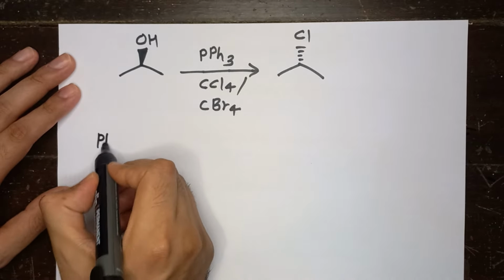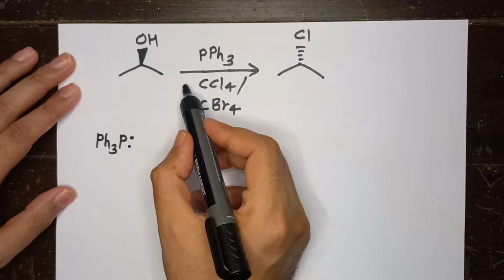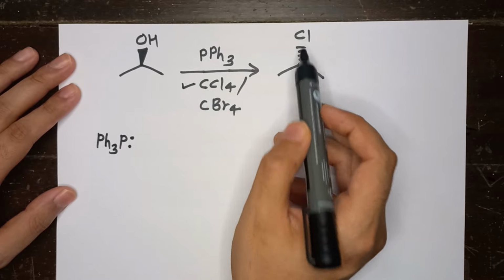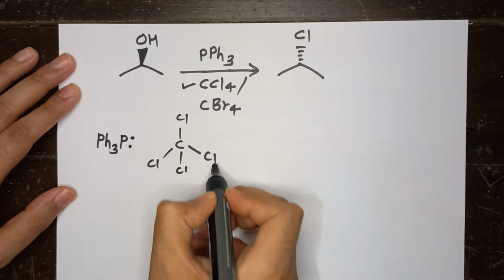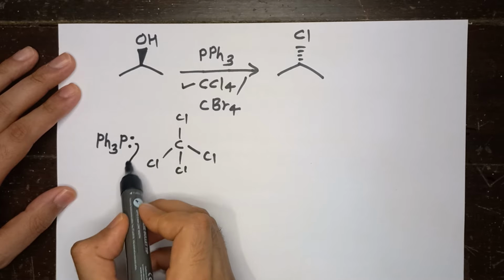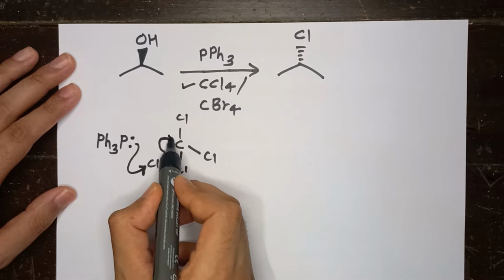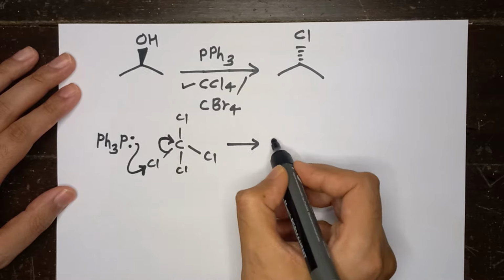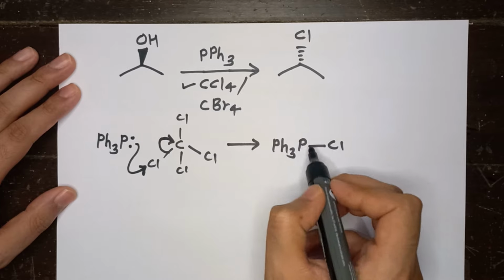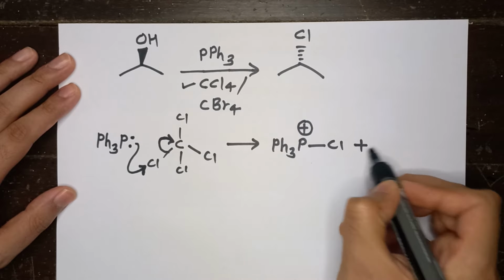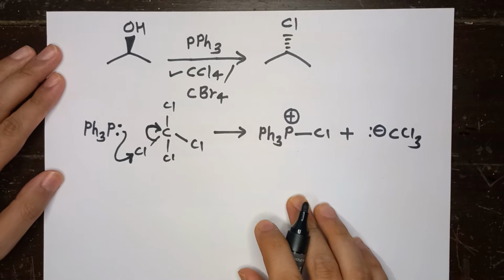So we have PPh3 and this phosphorus has one lone pair of electrons. Let's start with CCl4 because we want Cl in our product. So this is the structure of carbon tetrachloride. Okay, so this phosphorus will attack this chlorine with its lone pair, and this single bond with its bond pair will collapse on carbon. So this will give me Ph3P now bonded with chlorine. Now this phosphorus has 4 bonds, so it will get a positive charge, and here we have CCl3 with a negative charge. So this is the first step.